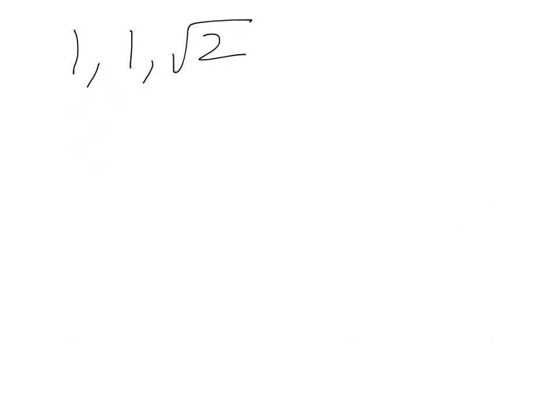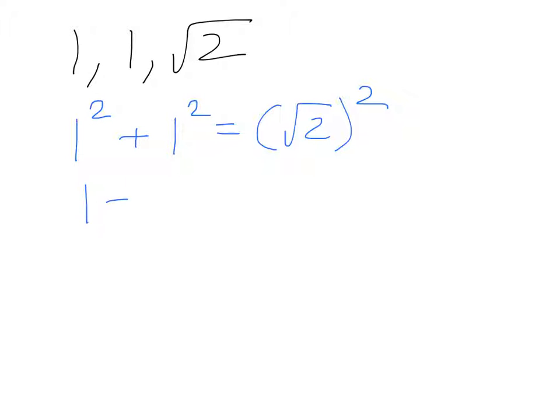If I did this right, I would go 1 squared plus 1 squared equals the square root of 2 squared, right? What's 1 squared? 1. What's 1 squared? 1. What's the square root of 2 squared? 2. And 1 plus 1 is 2. 2 equals 2, so this is a right triangle. When you square a square root, the square and the square root cancel each other out, so it just becomes the number under the square root.